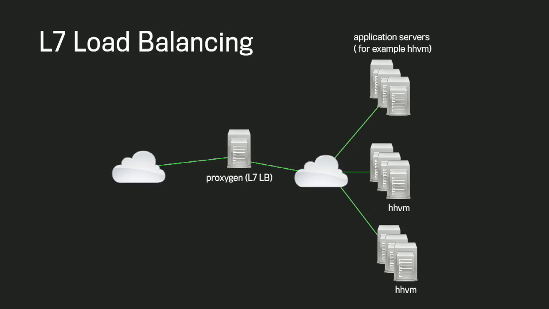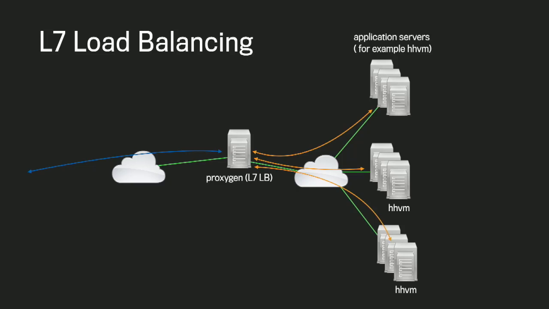And usually the way it works, it has pre-established TCP or transport connections to the backends. And when it receives a request from the user, it terminates this request, doing the decryption. And then based on the application data, sends this request to one backend server or another. But as you can see from this picture, this Proxygen is a single point of failure.